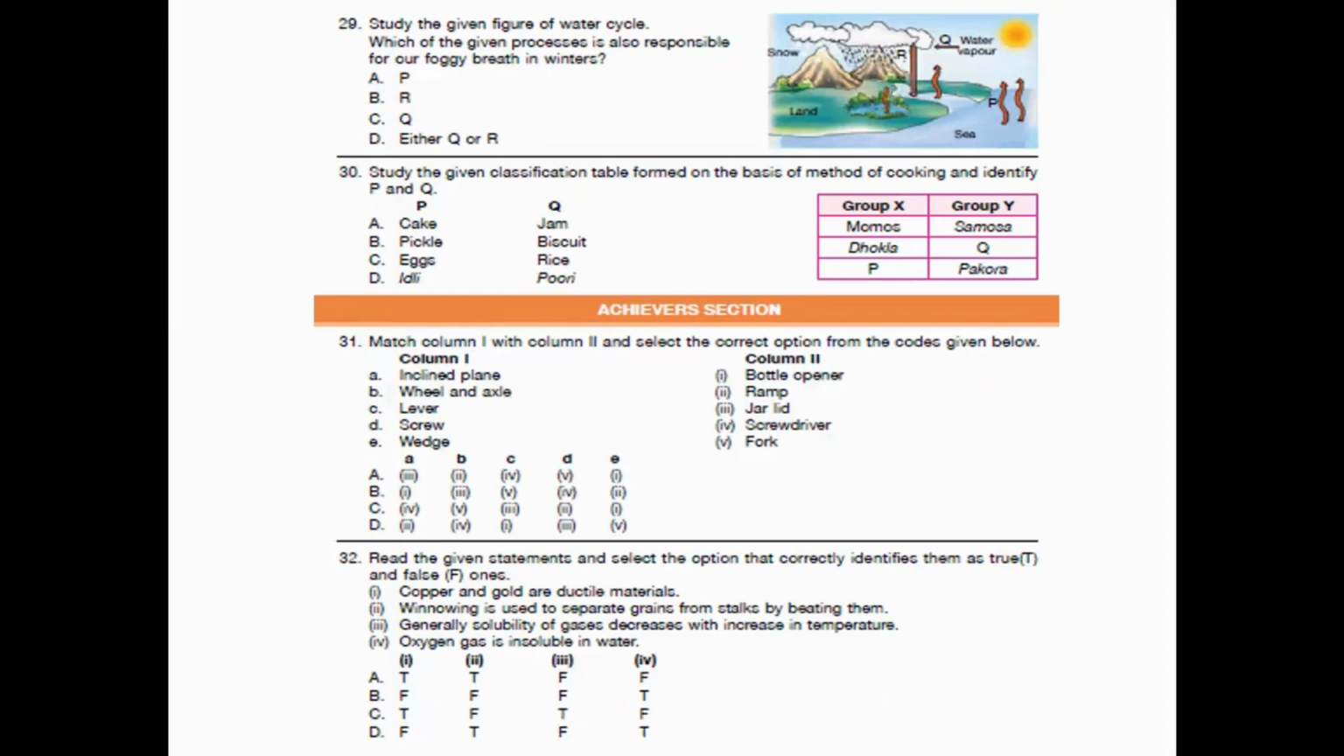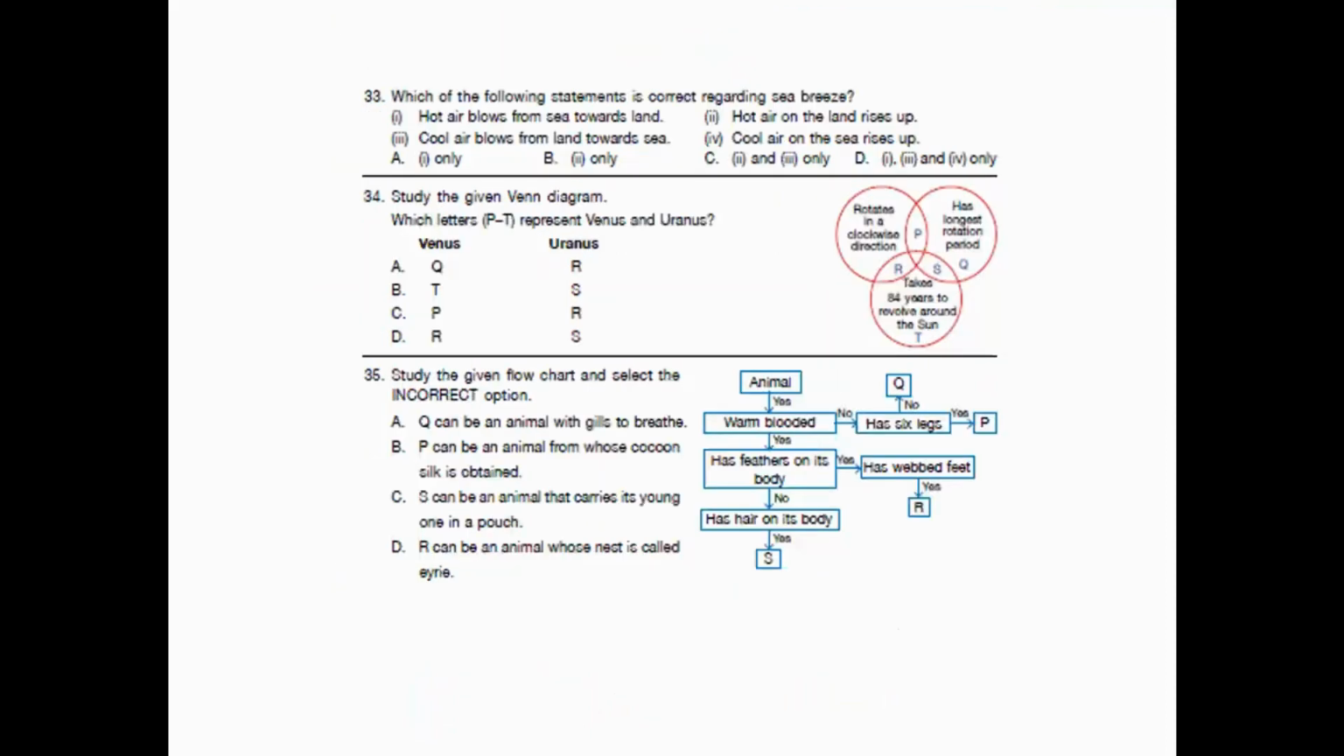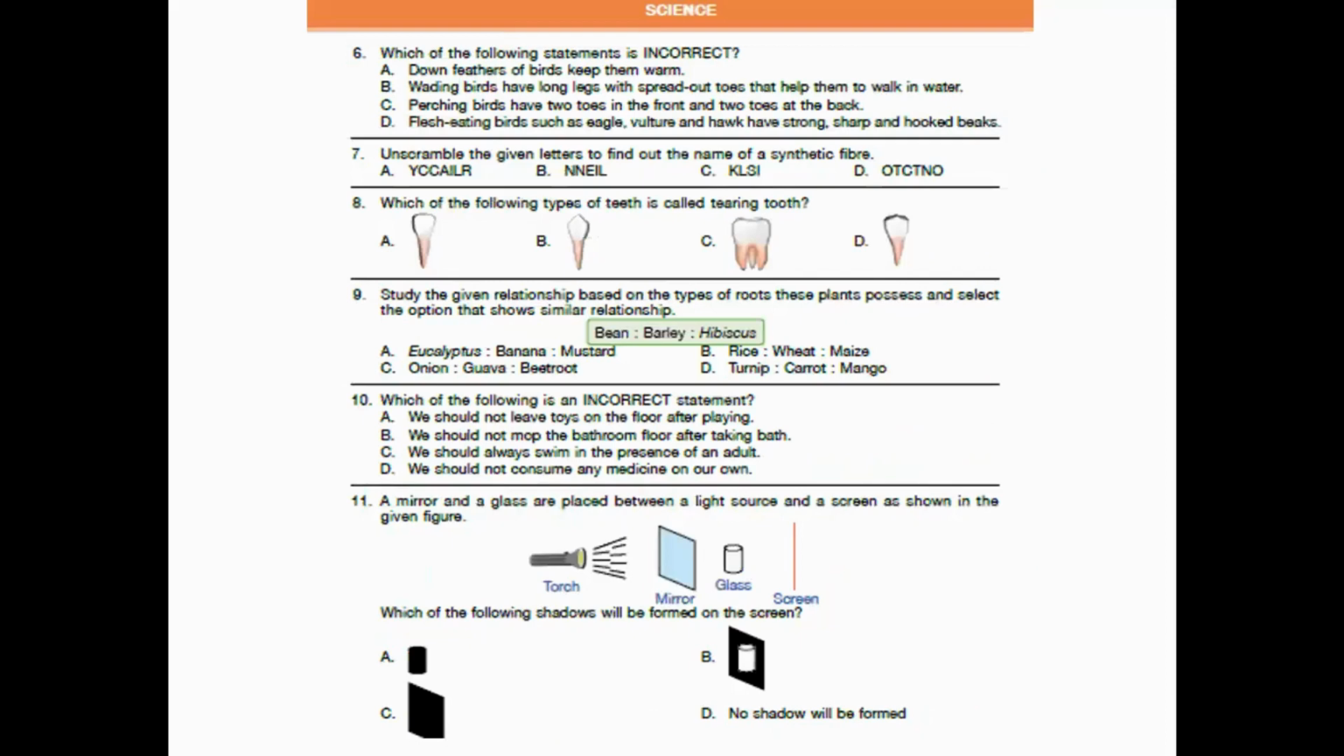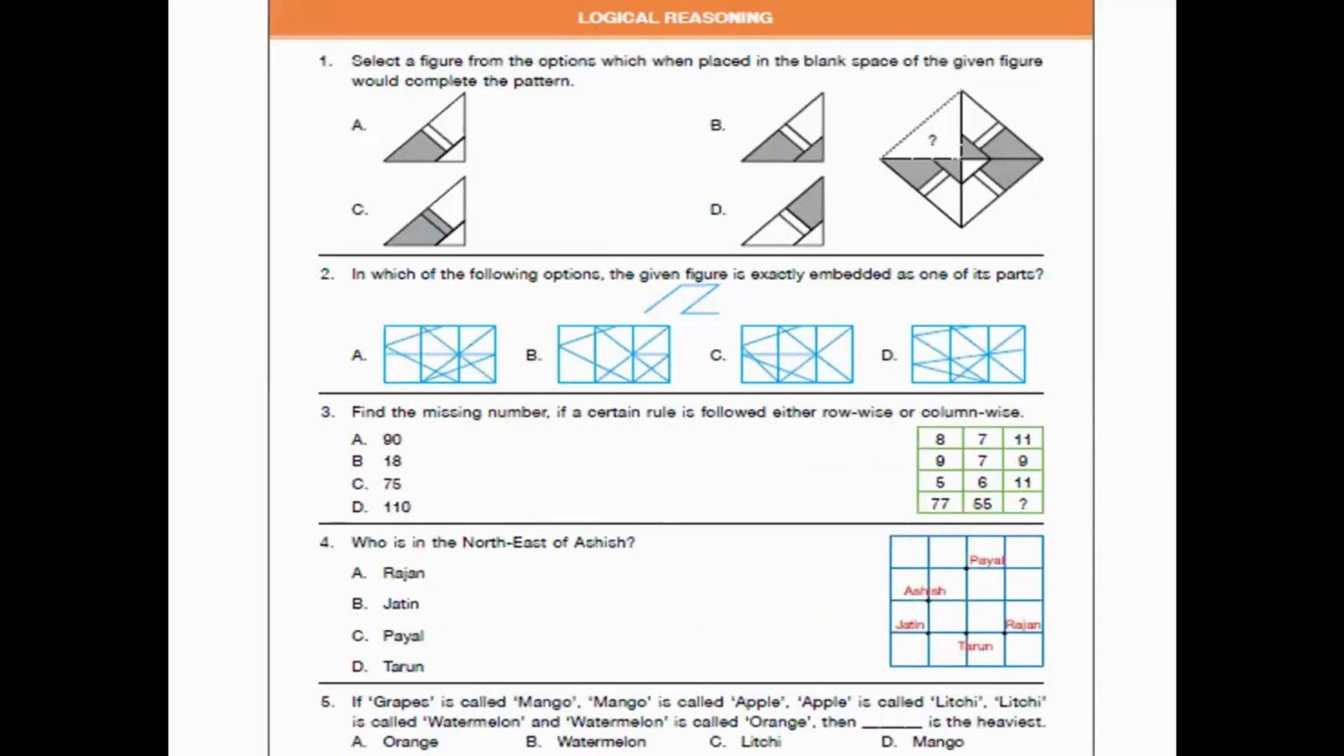In the achiever section, the questions are a bit tricky and are long questions. These questions carry 3 marks, right? And the rest of the questions, the first 30 questions, carry 1 mark. So the total marks in this question paper is 60, right? 1 mark for each of the 30 questions, and in the achiever section we have 5 questions, so it is 3 marks each.